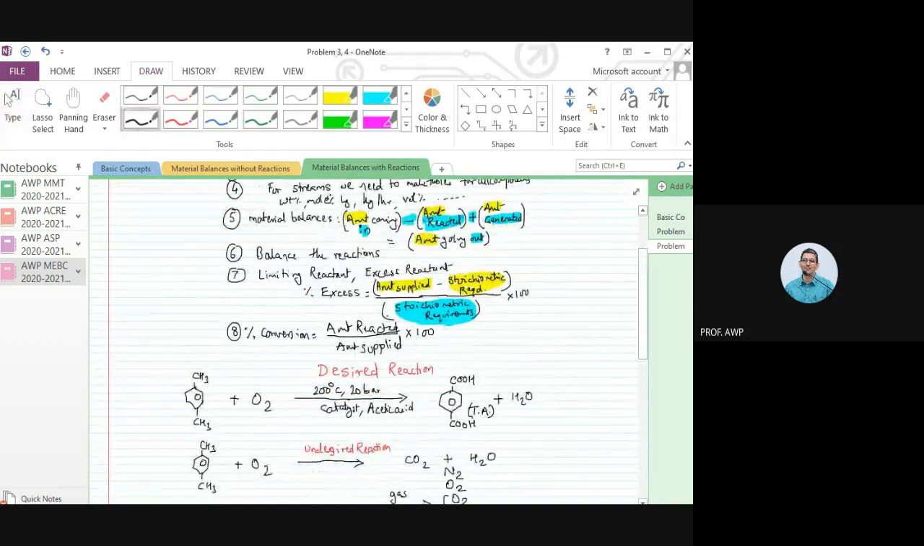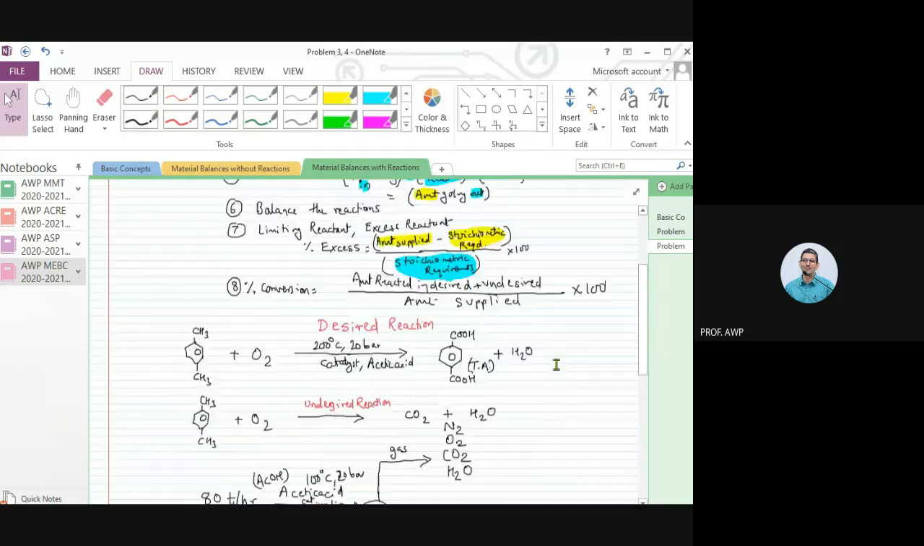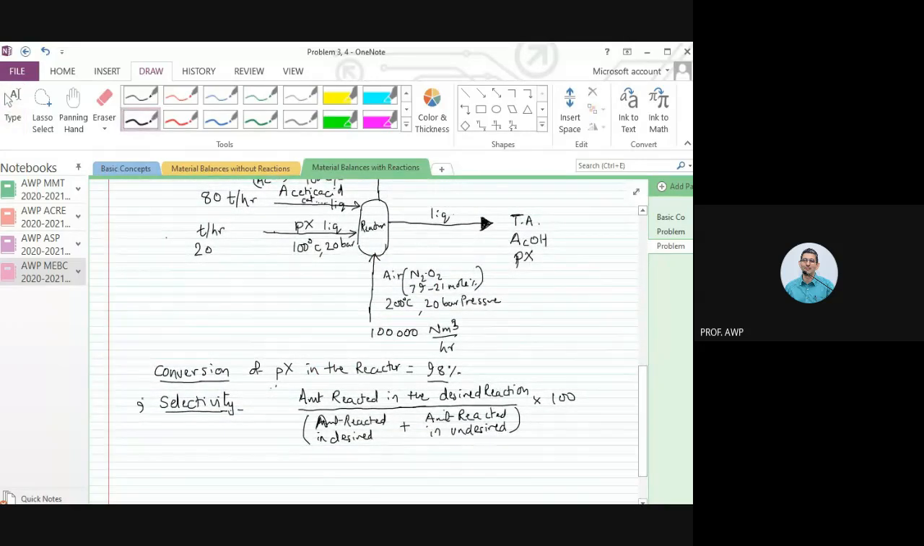So conversion is amount reacted divided by amount supplied. Let me write that again here. Amount reacted in desired plus undesired reaction, both, divided by amount supplied, into 100 of course. That is our percent conversion. And percent selectivity is amount reacted in the desired reaction divided by all the amount that reacts. All the amount that reacts means amount reacted in desired as well as undesired reaction, into 100. So that's our percent selectivity.